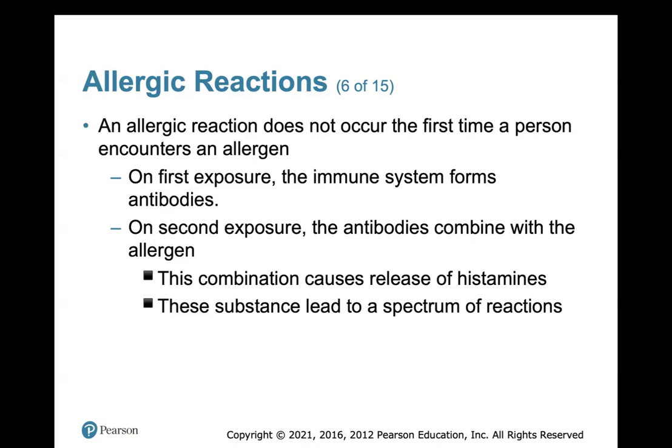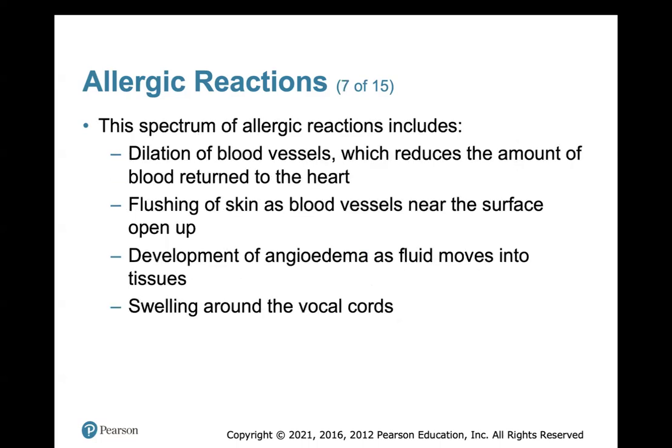An allergic reaction does not usually occur the first time a person encounters an allergen. On the first exposure, usually the immune system will form antibodies. On the second exposure, the antibodies combine with the allergen to combat the allergen. This causes the release of histamines. This substance can cause a spectrum of reactions. The spectrum of reactions in an allergic reaction can be the dilation of blood vessels, which reduces the amount of blood return to the heart. So you get patients who are hypotensive, low blood pressure, all that other fun stuff.